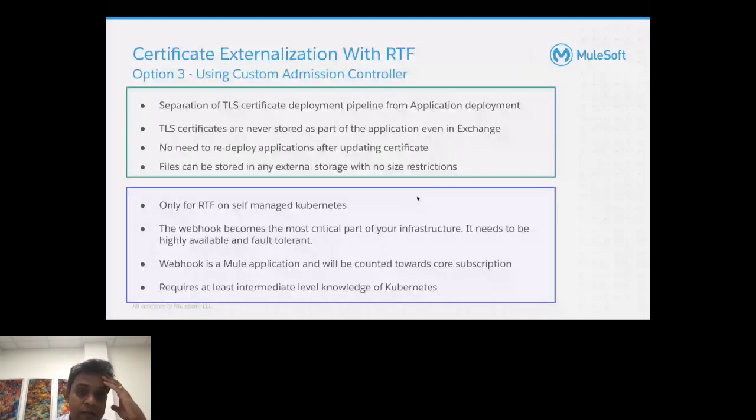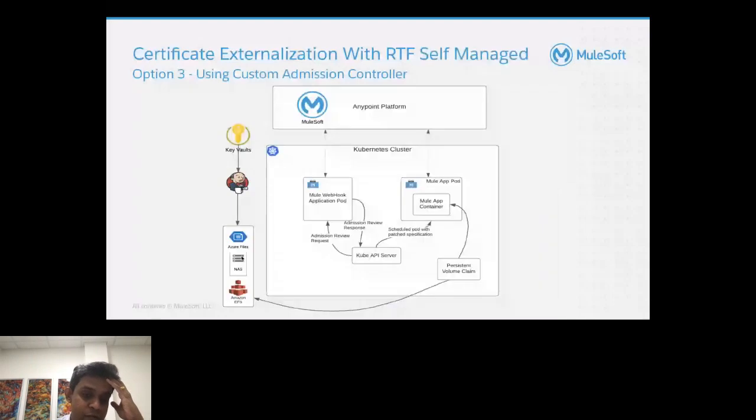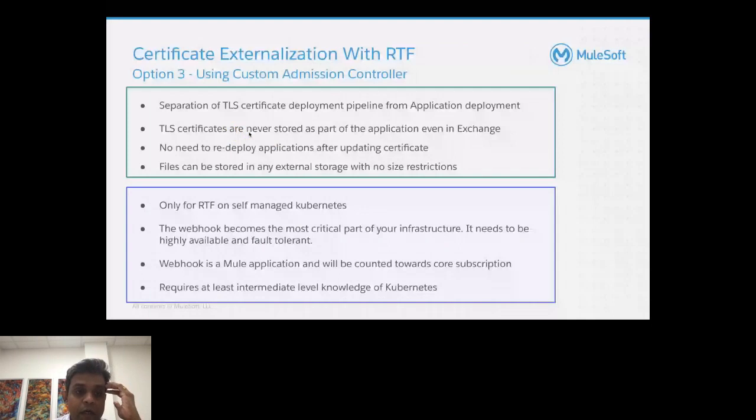So let's see, it has all the same benefits as the previous options. You can completely separate the TLS certificate deployment pipeline from your application deployment, because the TLS certificate deployment pipeline goes through a completely separate Jenkins pipeline into the external stores. You don't have to deal with your application deployment pipeline. The TLS certificates are no longer stored as part of the application package. You don't have to redeploy applications. You can just roll out like I showed last time. There's no size restrictions like in option 2, because the files are stored in external storage and there is no size restrictions.